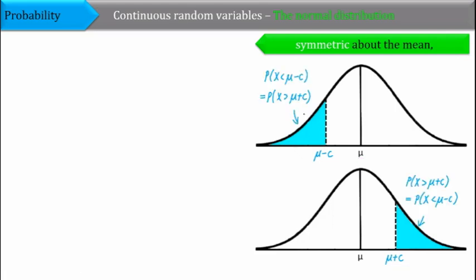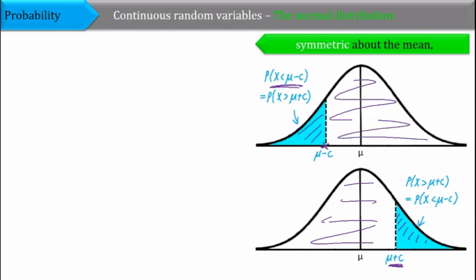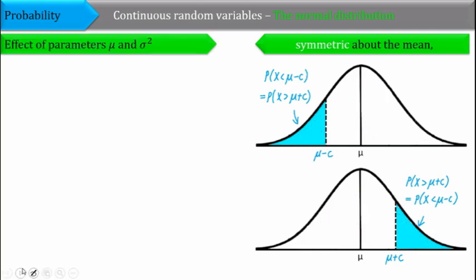then what we're actually saying is that the probability of being less than this value over here, in other words this area, is the same as this area over here, which is the probability of being greater than mu plus this value. And by the same reasoning, the probability of being less than this is the same as the probability of being greater than this. So that's what the symmetry part means. Whether we're on the left or on the right, the probabilities will be the same.